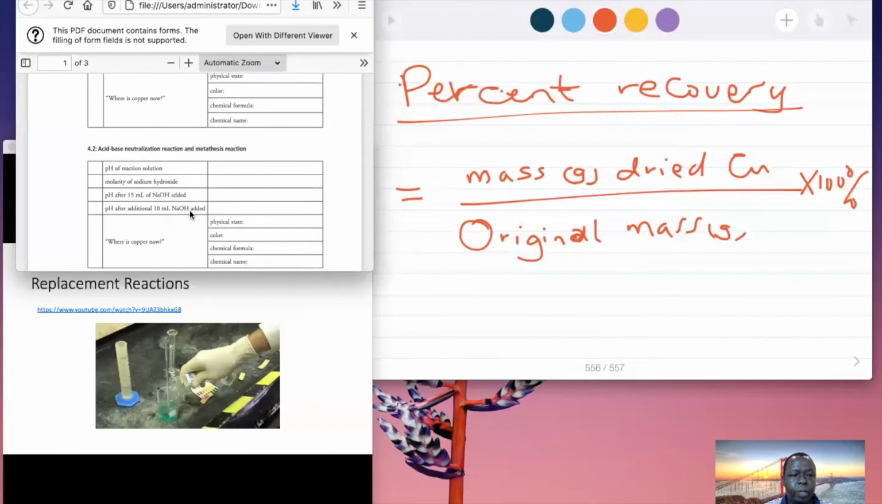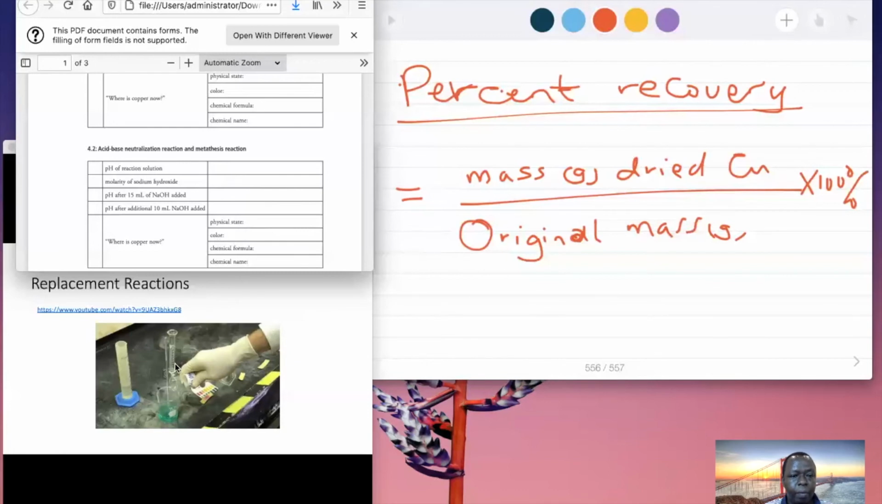NaOH, sodium hydroxide, where is copper? Unless you read the background procedure on Top Hat, you will not be able to just look at the PowerPoint slides or listen to what he's saying and be able to do that. You have to supplement this with the background procedure to indicate the physical state. Look at the equation. What is the color, all right?